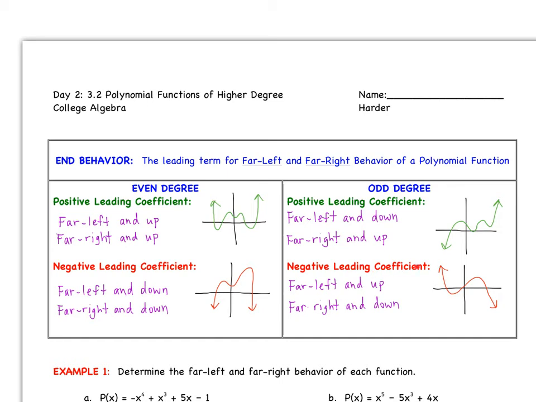Now, what if it's a negative leading coefficient? So again, picture a line with a negative slope. What's it going to look like? Don't worry about the middle. I care about the end. So we're going to be far left and up, and we're going to be far right and down.